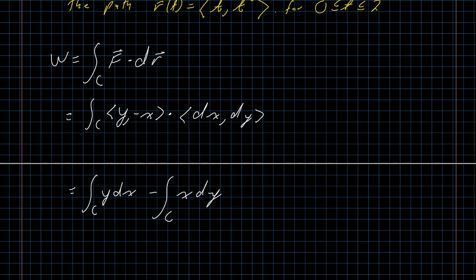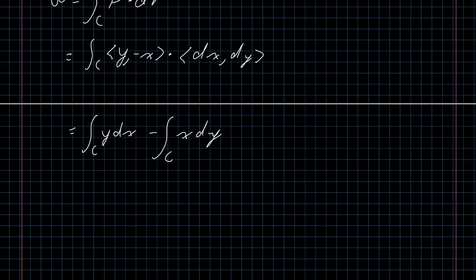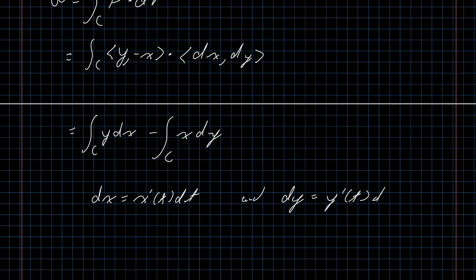And suddenly we're stumped. Right? There's no obvious way of where to continue from here, because we don't have y as a function of x, and we also don't have x as a function of y. Although we do have x and y both as a function of t. So dx is x prime of t dt, and dy is y prime of t dt.